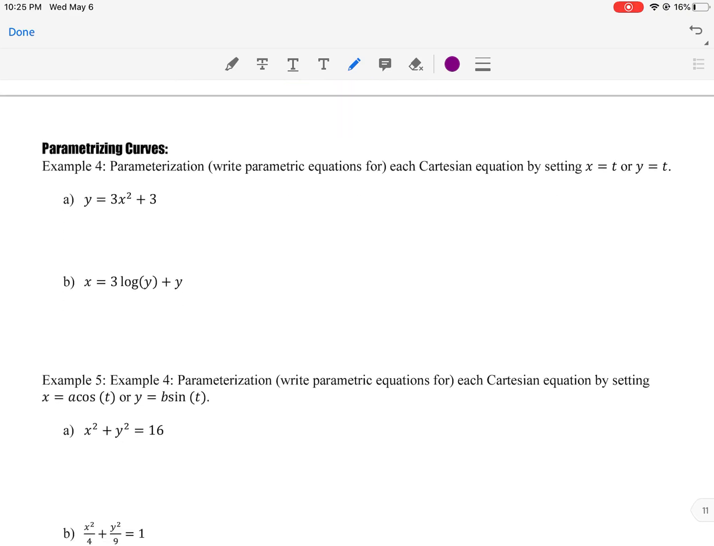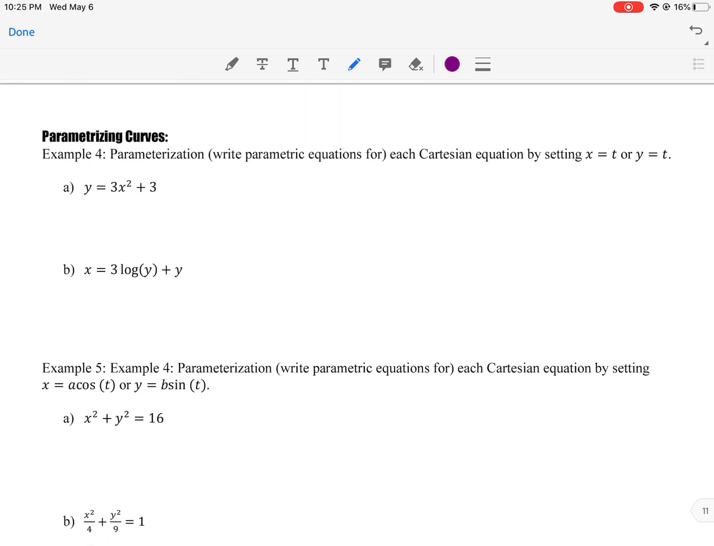Okay, so now let's look at parameterizing curves. We're going to write parametric equations for each Cartesian equation by setting either x equal to t or y equal to t. When you set x equal to t or y equal to t, you want to look for the easiest one. If I set y equal to t, all of a sudden I'd have t equals this whole thing, and we'd have to solve for x. That's going to be a little bit harder. So look for the equation that's not already equal, like x equals or y equals.